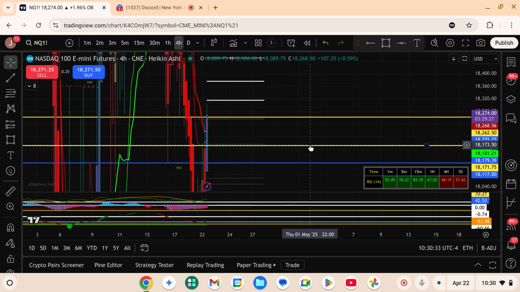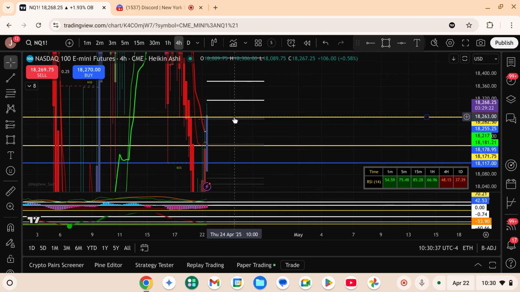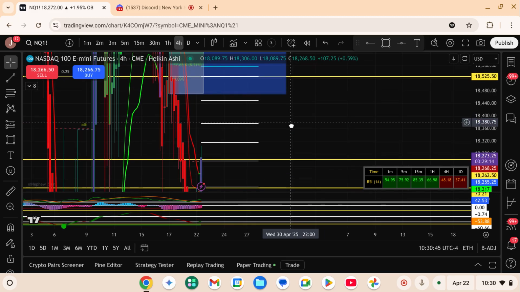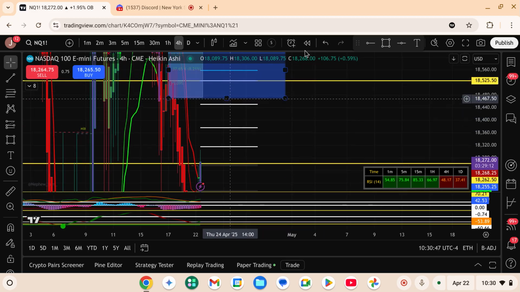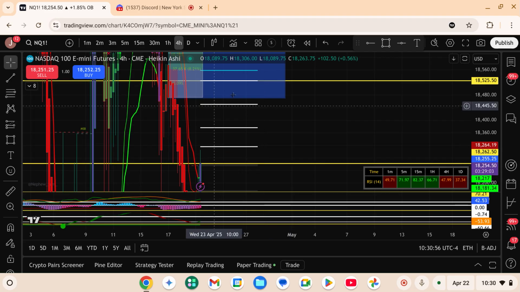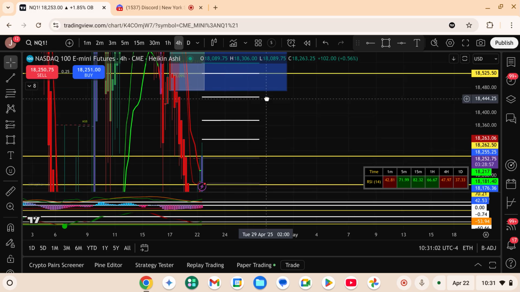It's 18,173 if we close below here. So just keep these key levels in mind. And then from there, you're just looking for anything to target for longs. Anything above here, this 18,264, anything above that, you're just looking for liquidity, gaps, or whatever, as long as we're above that.